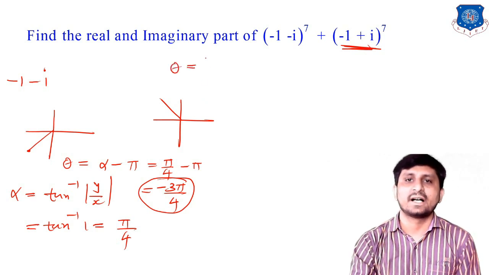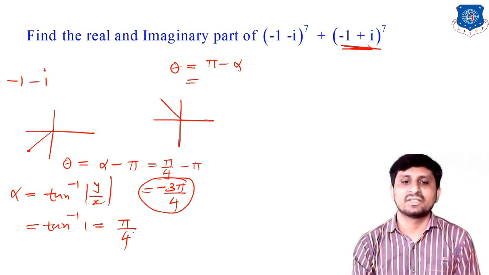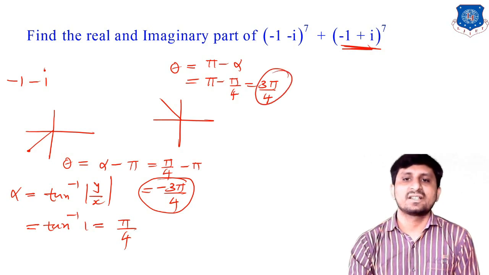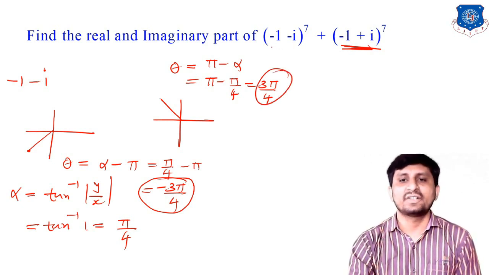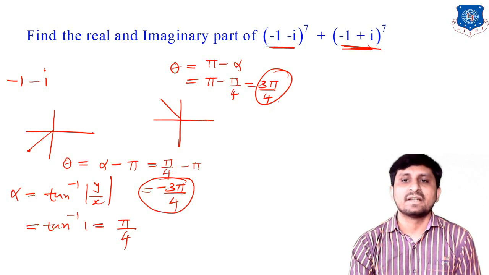The value of theta is pi minus alpha, and alpha is fixed. Alpha, once again, you will get tan inverse 1, that is pi by 4. So pi minus pi by 4, that is 3 pi by 4, okay. So just try to understand: the value of theta for minus 1 minus i is minus 3 pi by 4, and the value of theta for minus 1 plus i is 3 pi by 4, okay.